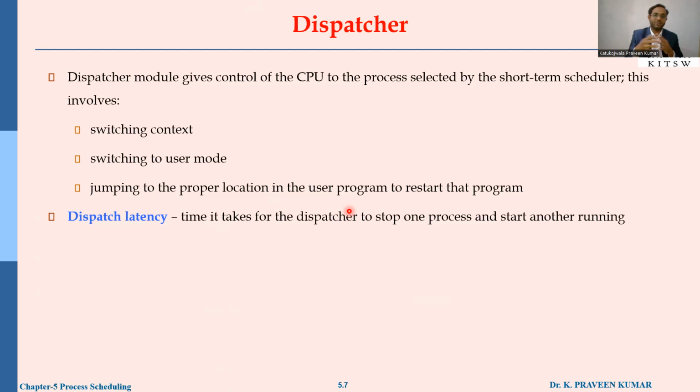For example, there are 10 processes. Process 2, process 5 and process 7 are completed. Then the next process must be taken from the queue. The time it takes when you are dispatching from one process to another is called dispatch latency. The time it takes for the dispatcher to stop one process and start another process is called dispatch latency.